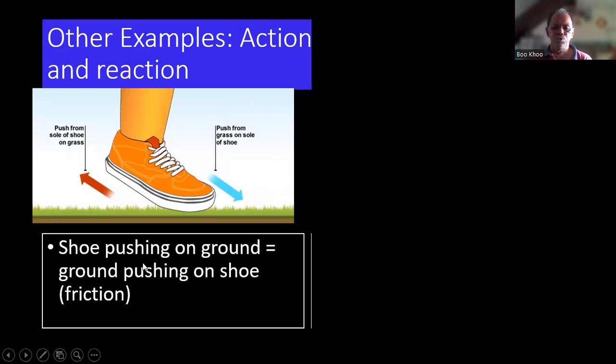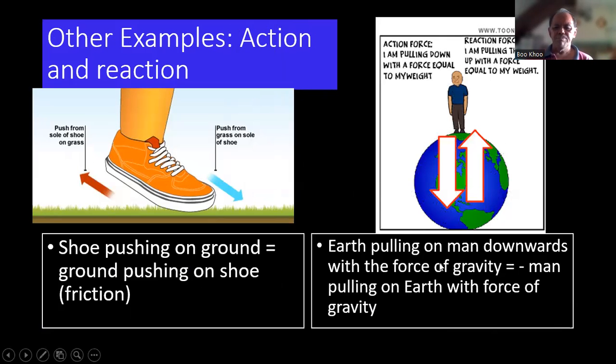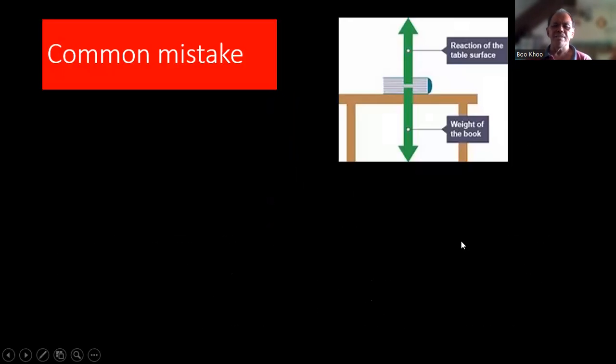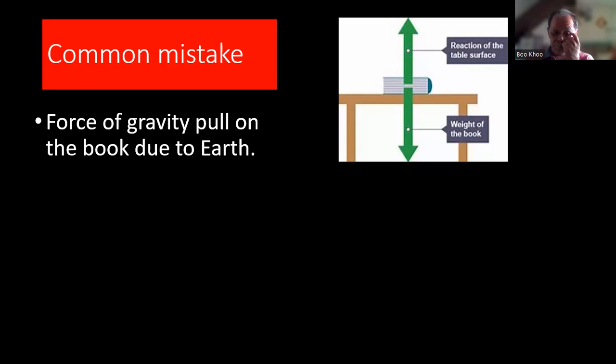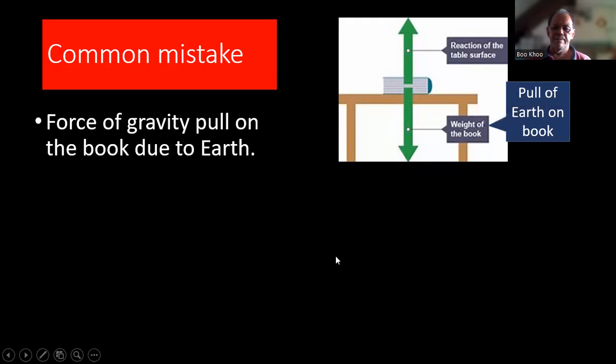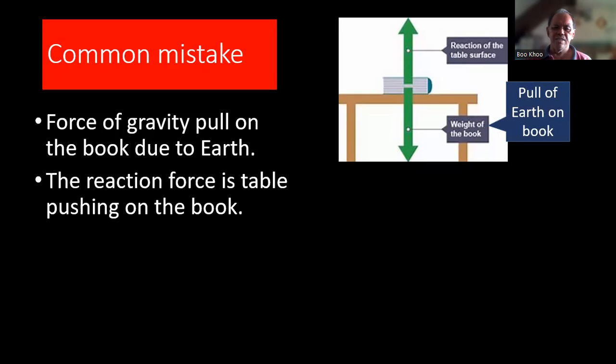Other example, shoe pushing on ground, ground pushing on the shoe. Same, earth pulling on man downwards, and then the man pulls on the earth with the force of gravity upwards. There's a pull of the man on the earth. That's a common mistake, which you do in the STPM. Force of gravity pulls on the book due to the earth. That one is because the earth is pulling it down, not the table. The reaction force is the table pushing on the book. Usually we teach you that's the reaction force pushing on the book. But this is wrong because the reaction force of the table on the book is negligible.